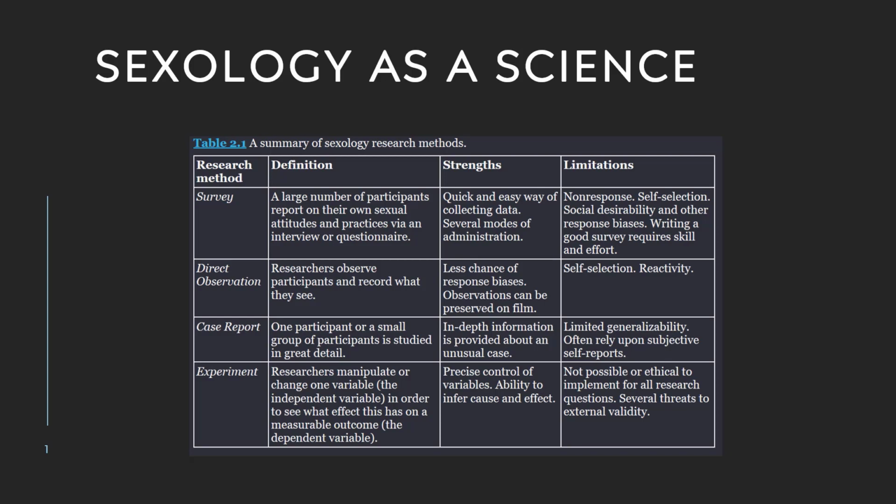Experiments help us understand cause and effect. With experiments, we can control variables precisely, which allows us to make claims about causality. However, with sexology research, sometimes the questions we have can't easily be studied through experiments. And we also might encounter external validity problems.